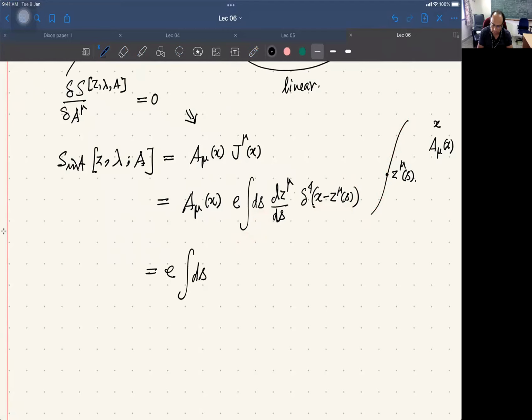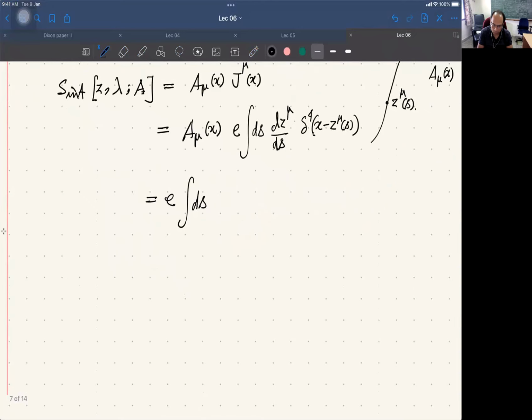Now you impose this delta function on A^μ also, and what you get is A^μ(z(s)) times ż^μ. That is the interaction Lagrangian. Now notice that this combination here is invariant under s reparametrization without any involvement of lambda.